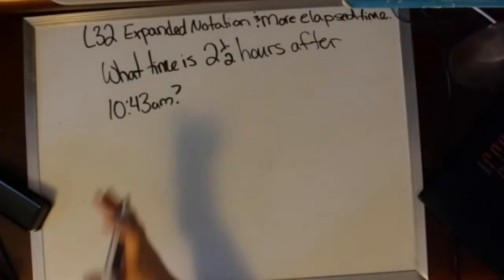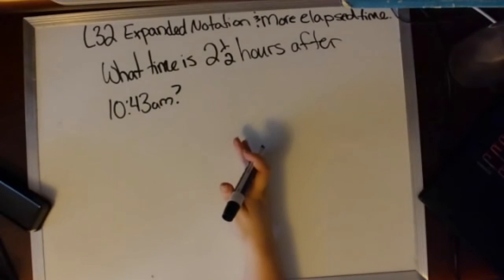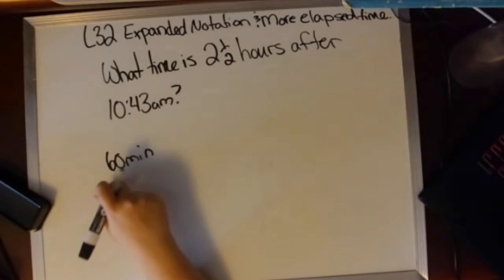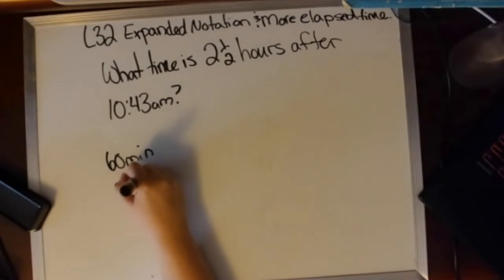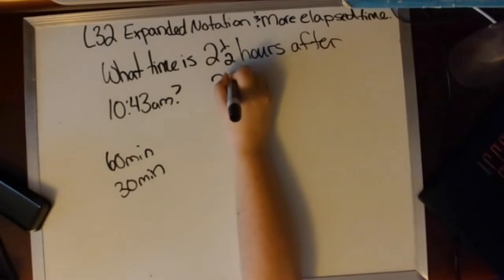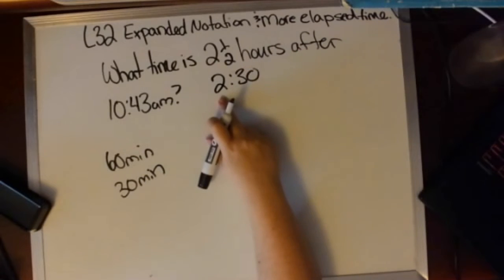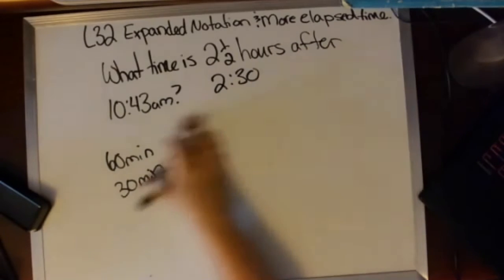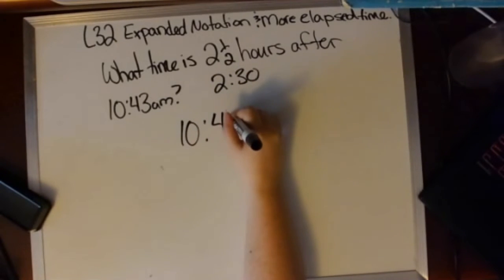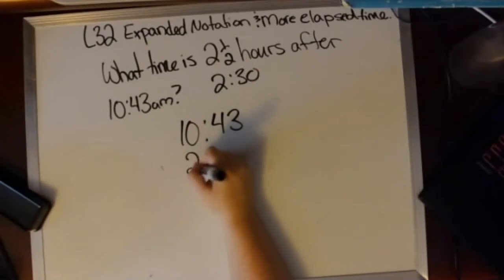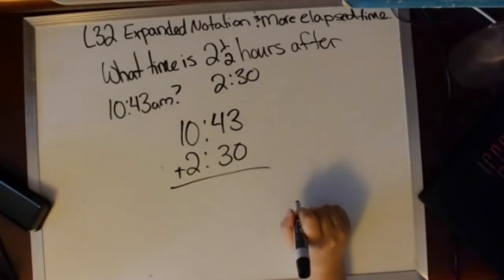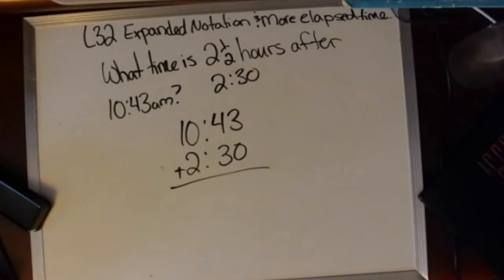So how we're going to look at that is we need to do 2.5 hours. Remember, we look at this in the hours and minutes column. So 1 hour is 60 minutes, so half of 60 is 30 minutes. Okay, so 2.5 hours is 2 hours, 30 minutes. So we're going to take 10 hours and 43 minutes, and we're going to add 2 hours, 30 minutes to get our answer.